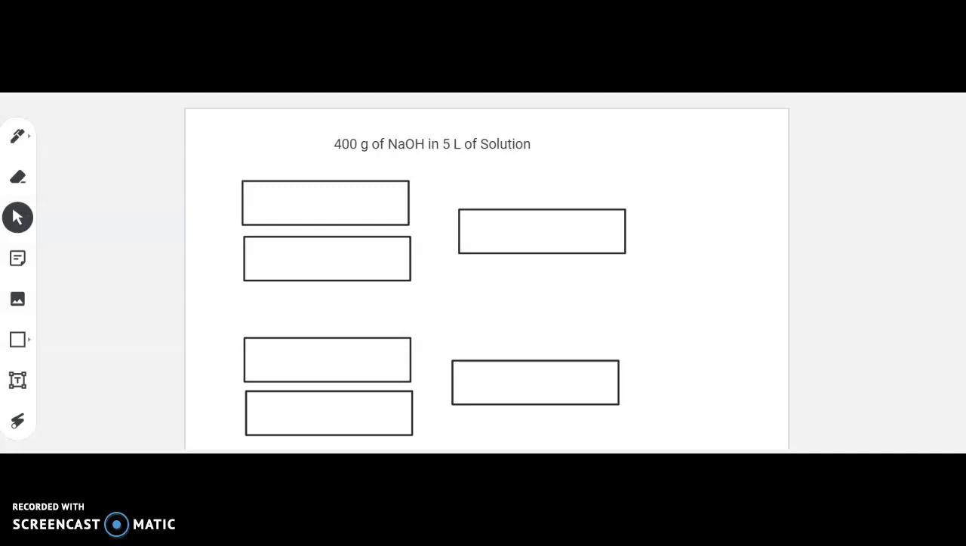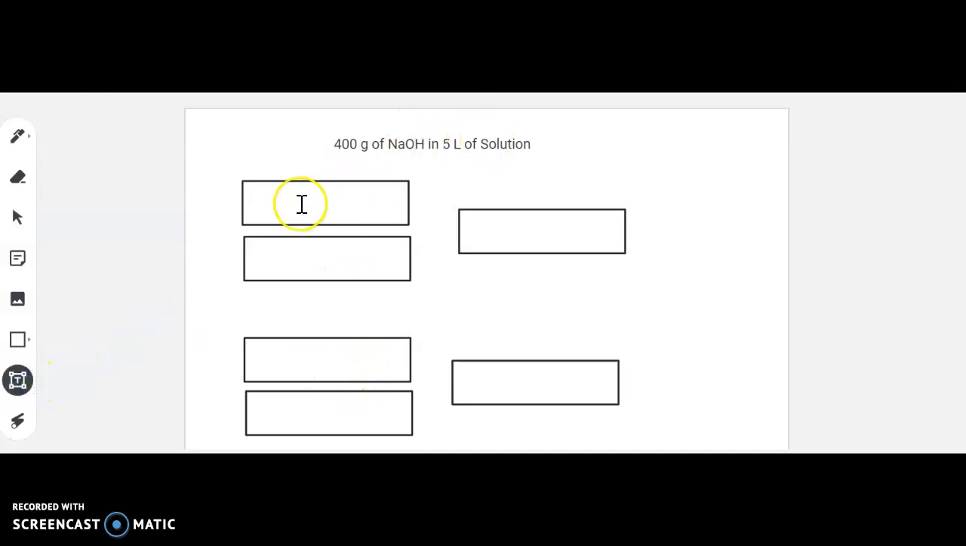Today we're going to be looking at two different problems in solving molarity. Molarity is the concentration of the solute in the solvent, and it is moles per liter. For this first problem, we have 400 grams of sodium hydroxide in 5 liters of solution. This does not give us the moles that we need, so this is going to be a two-part problem.